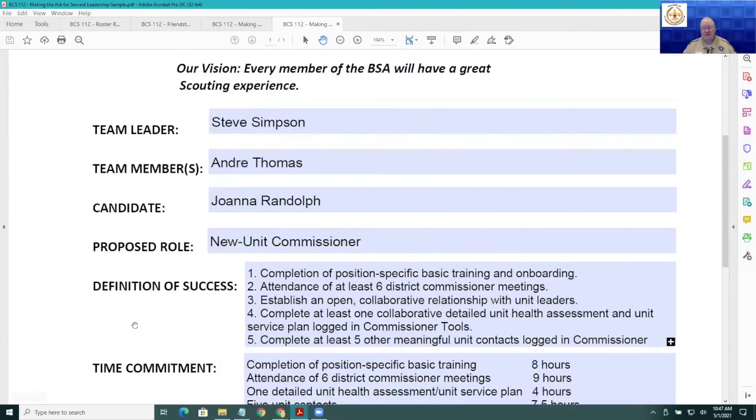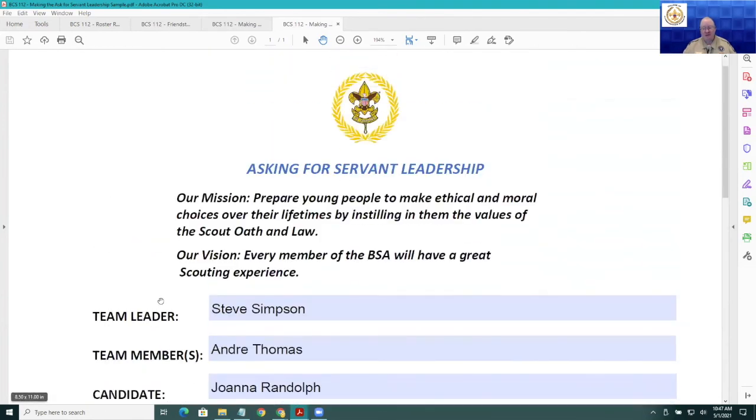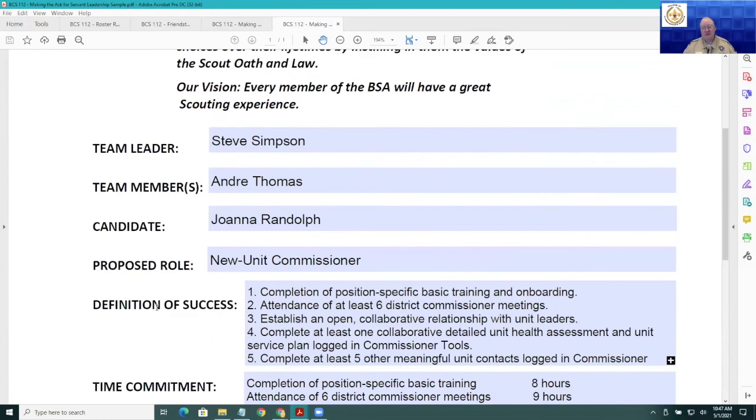This form is a great form to use after we've identified candidates, gone through rosters or the OA, or received candidates through Commissioner Tools. This form will help us be successful as we make the ask.